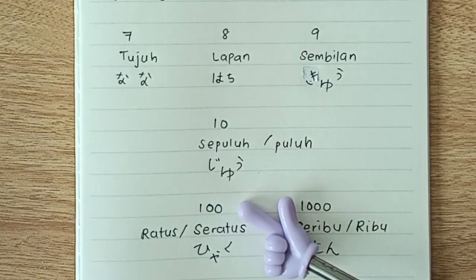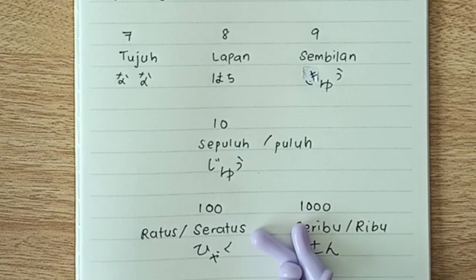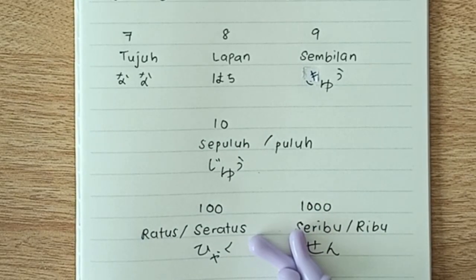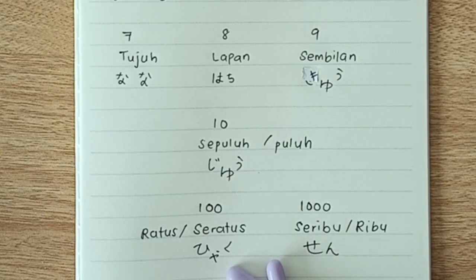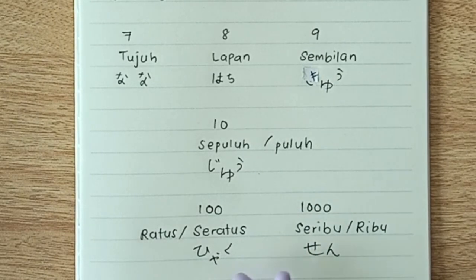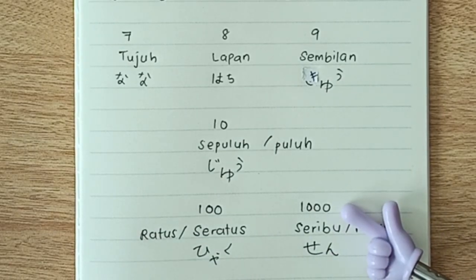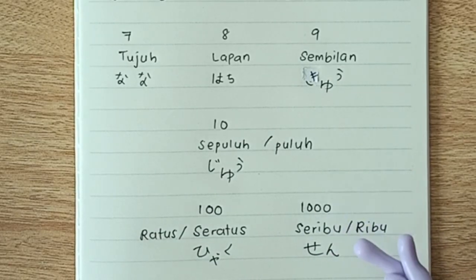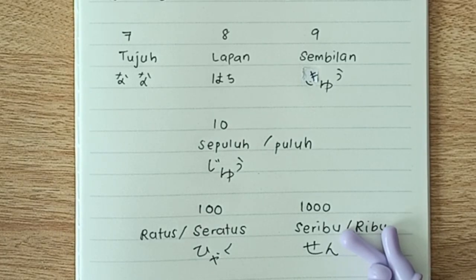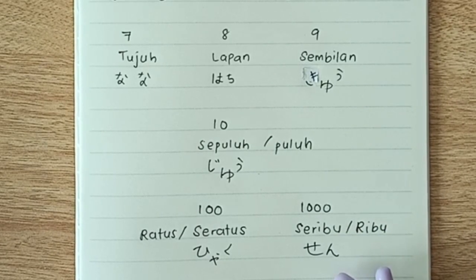Number 100, in Malay we call it seratus. In Japanese, it is hyaku, hyaku. Or if 1000, we call it seribu. And in Japanese, it is sen, sen.